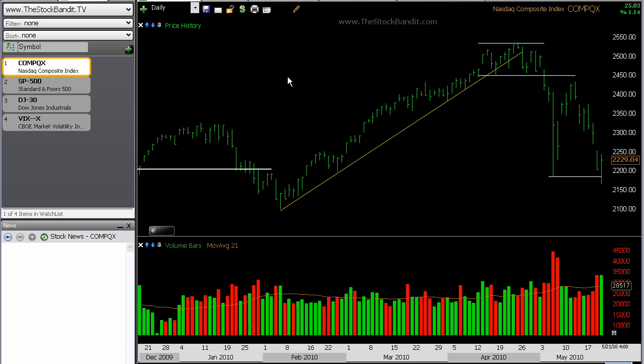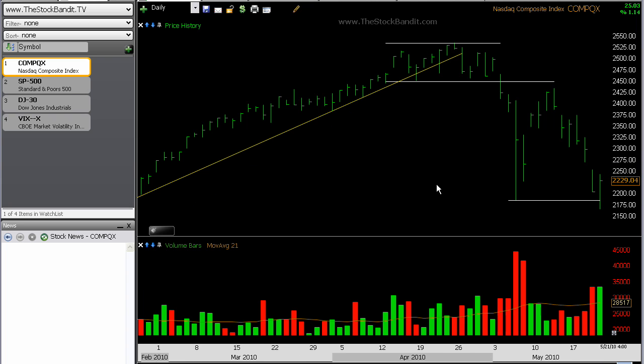Let's take a look at the major averages here as we head into a brand new week of trading. It is the place where we always want to start our week, taking a look at the major averages and the general conditions out there, which could largely impact and influence how individual stocks move. So we're going to start off with the NASDAQ, move on to the S&P, Dow, and the VIX, which is a volatility index. So last week, very interesting action out there.